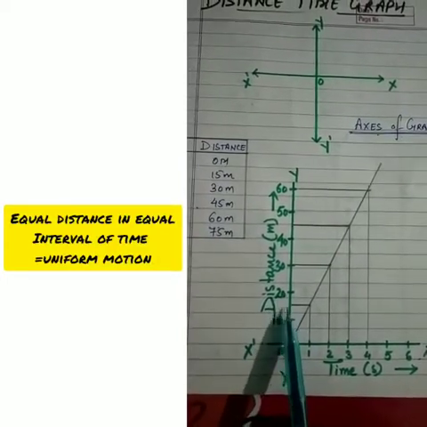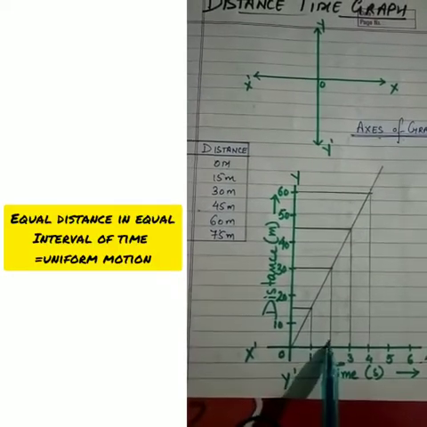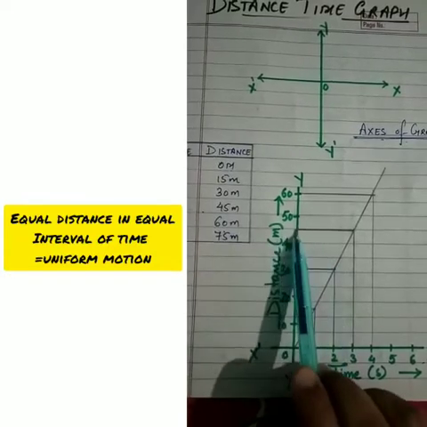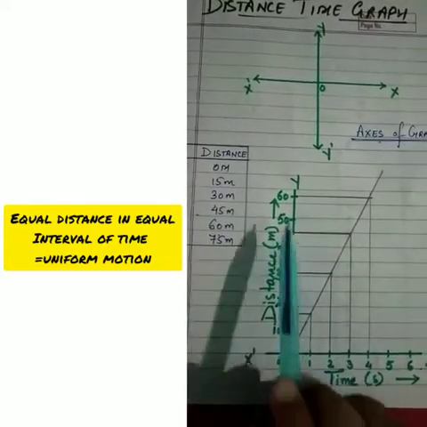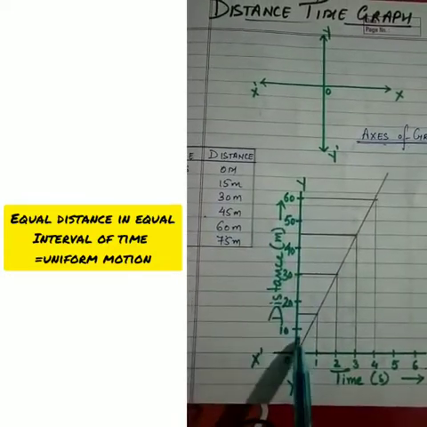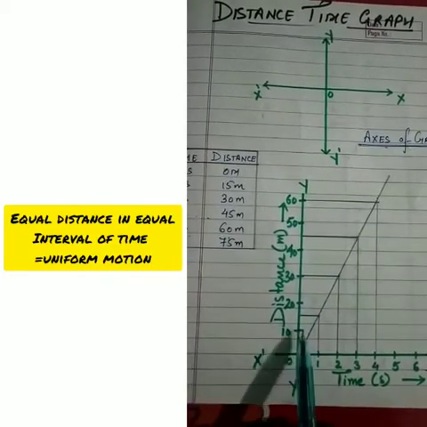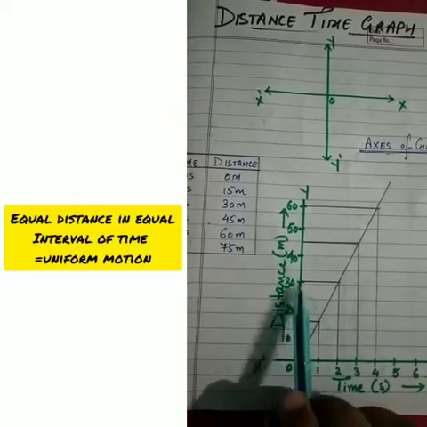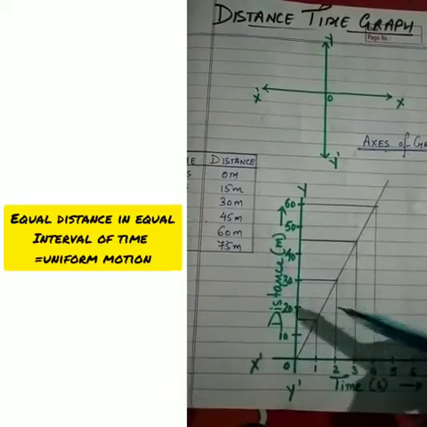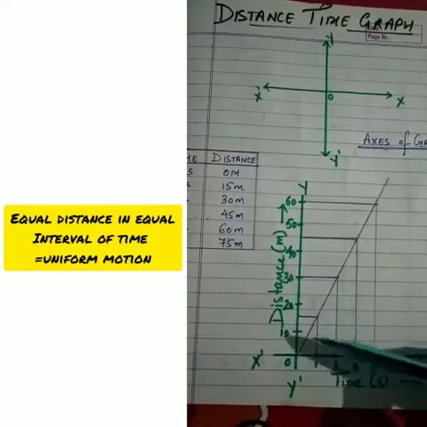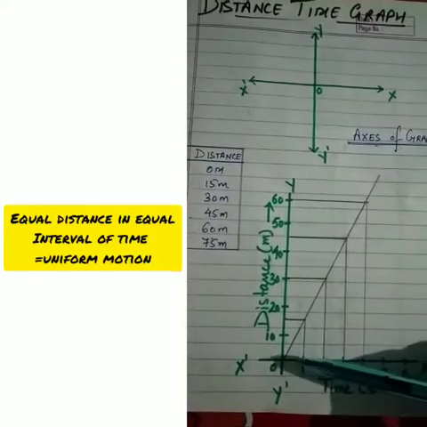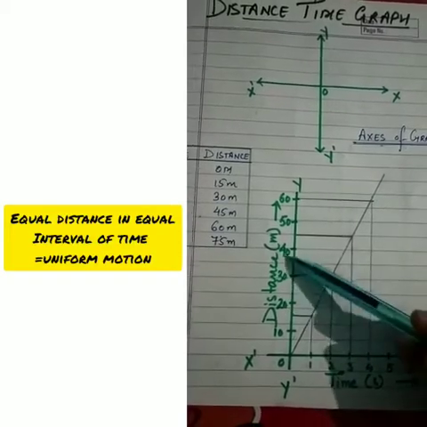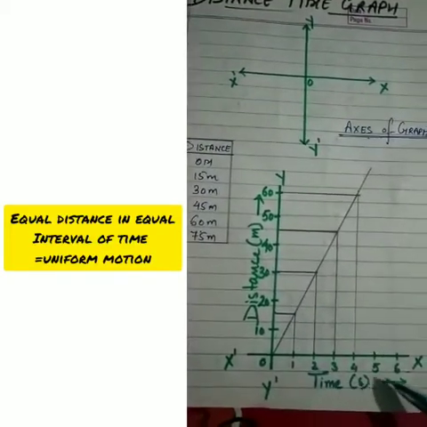Between 10 and 20, there will be 15. In 2 seconds, the distance traveled is 30. In 3 seconds, it is 45. In 4 seconds, it's 60. So every time we see, in every second, it travels 15 meters. If we try to draw a line of the graph, we get a straight line. Equal distance is traveled in equal intervals of time.